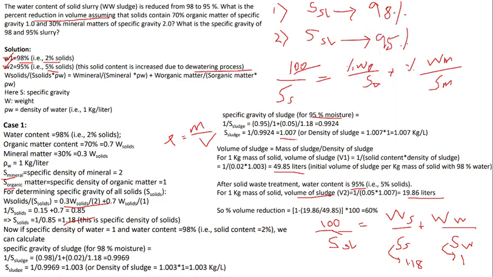To find the percentage reduction, the relation is initial volume minus final volume divided by initial volume. This is simply written as 1 minus VF, final volume by initial volume. Just substitute the values here: 1 minus, after treatment the volume is 19.86, initially the volume is 49.85, into 100. This is the percentage volume reduction. So the percentage volume reduction is 60 percent. This is how you have to calculate the percentage volume reduction.